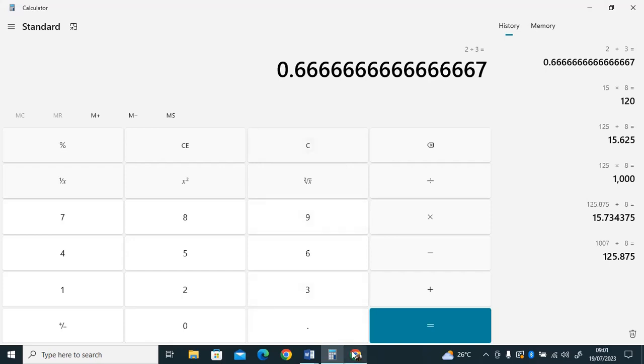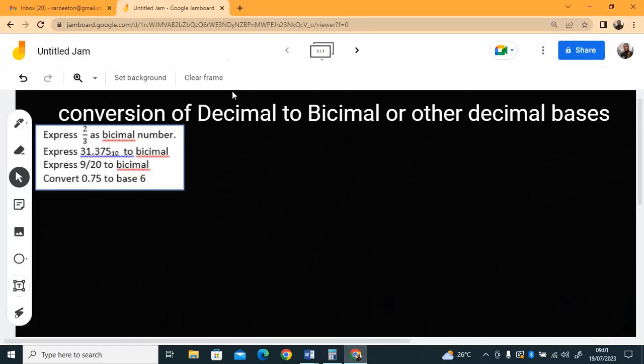So it means here now, this 2 over 3, when I divide 2 divided by 3, I will get 0.6667. Now let me show you something.